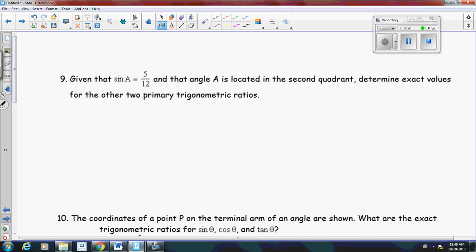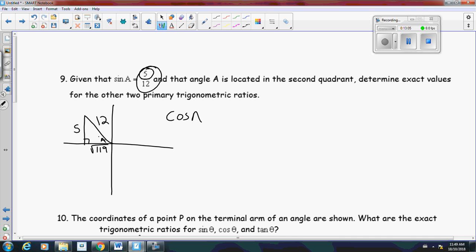Question 9, given that sine A is 5 over 12 and angle A is located in the second quadrant, determine exact values for the other two primary trigonometric ratios. Okay, so it says we're in the second quadrant, so we're going to come here. Again, we need to draw a triangle. Tells us the sine is 5 over 12. So our reference angle is always right here next to the x-axis. So if we have a 5 over 12, that tells us the opposite side is 5, and the hypotenuse is 12. Then using Pythagorean theorem, we get that this adjacent side has to be root 119.